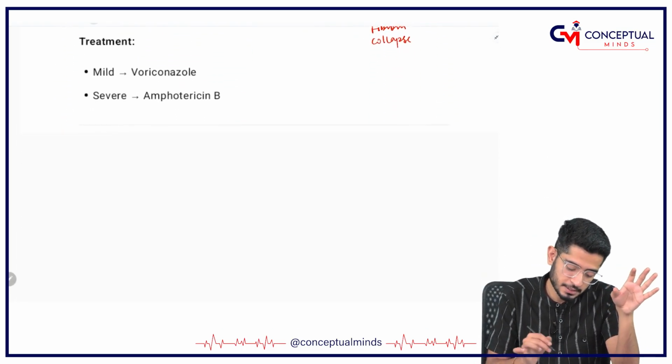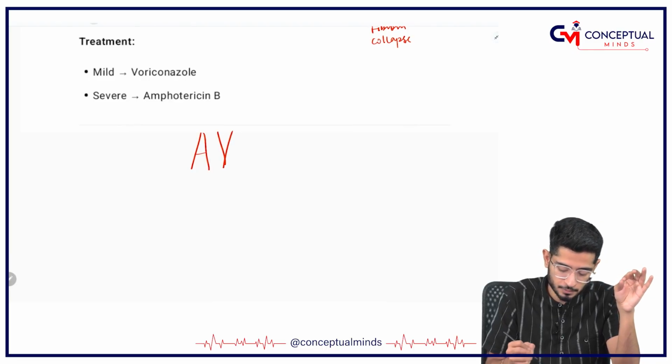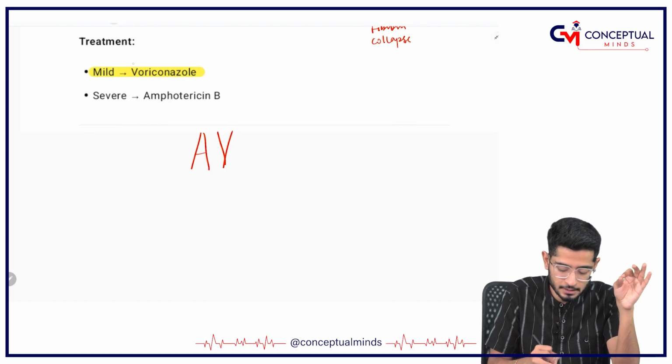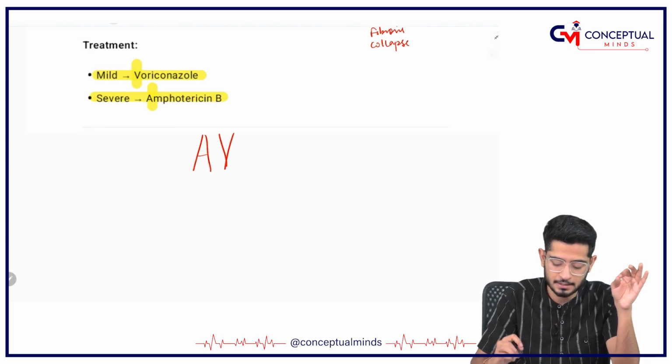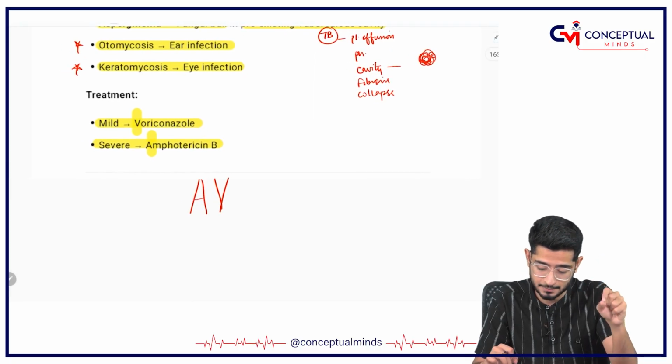So, the treatment is very simple: A and V look similar, mirror images. Mildly, V, that is voriconazole; severely, A, that is amphotericin B, is the drug of choice that you give for aspergillosis.